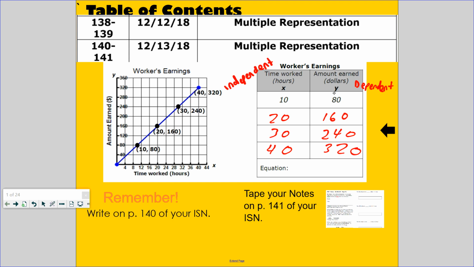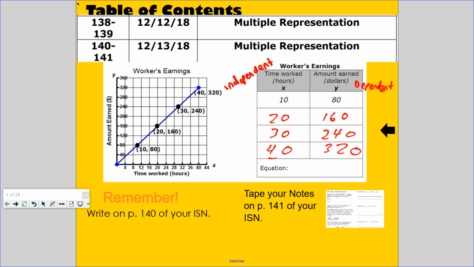So these four numbers represent the dependent quantities, while these four numbers represent the independent quantities. So the dependent variable is amount earned, or the Y, and the independent variable is time worked, hours, or X. So now let's find the relationship.